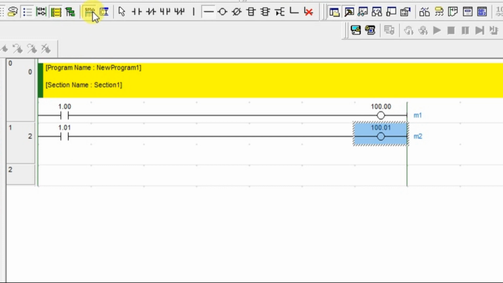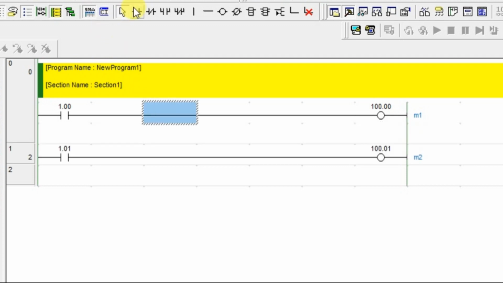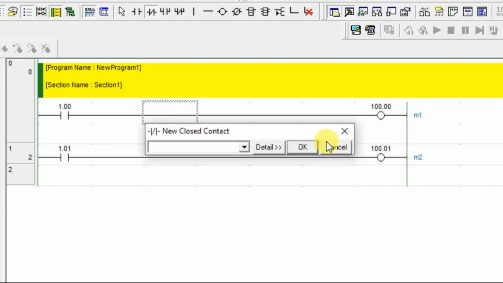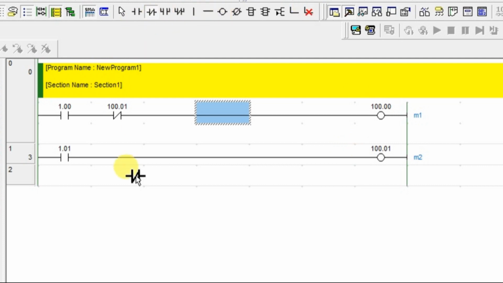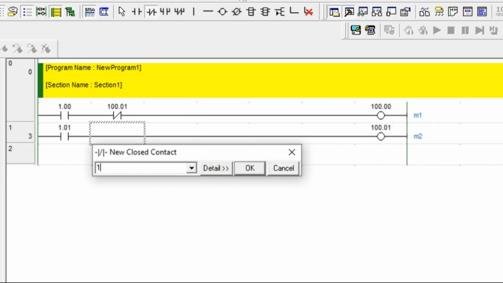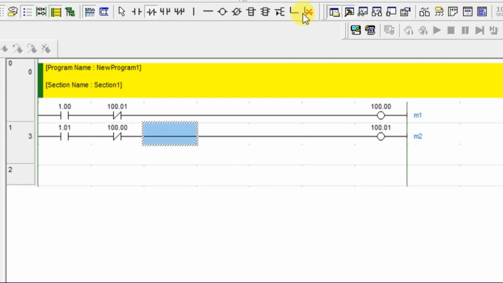My requirement is, due to overload, I cannot run both motors at the same time. So, if M1 is on, M2 should be off. Or if M2 is on, M1 should not be on. Like that, you can write the interlock using the address of outputs. Say, I am putting a normally closed contact and giving the M2 address. Now what will happen? Let's see. I am putting 100.00, which is M1, right?